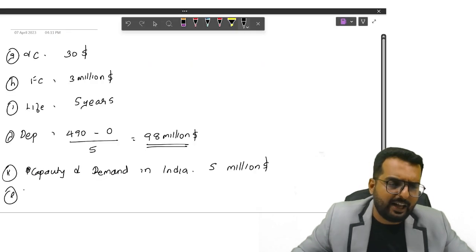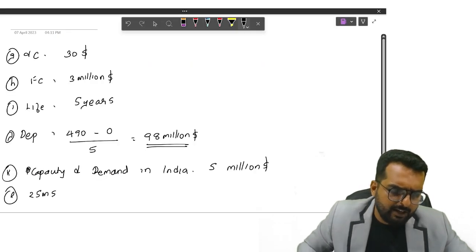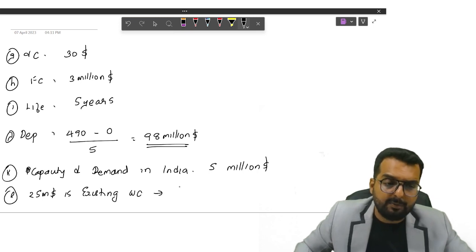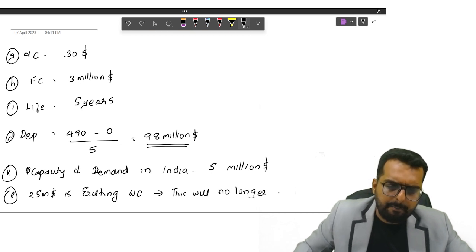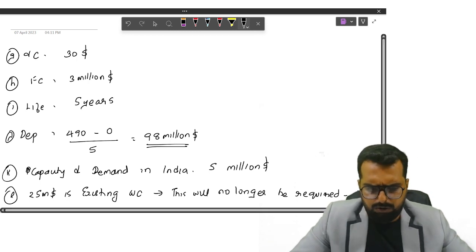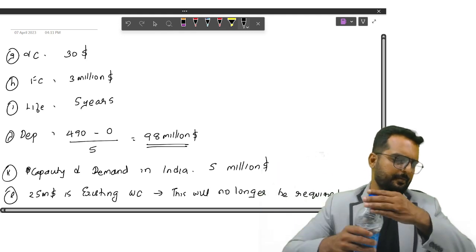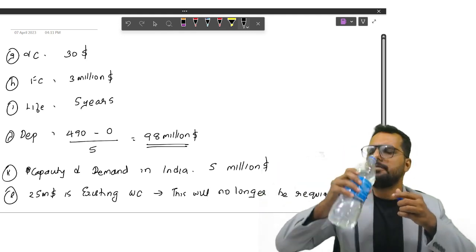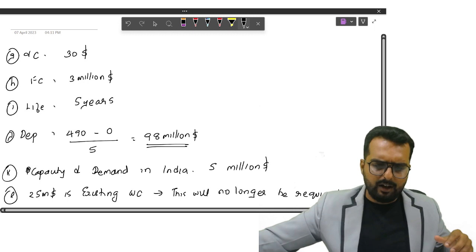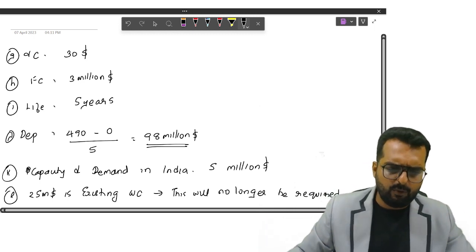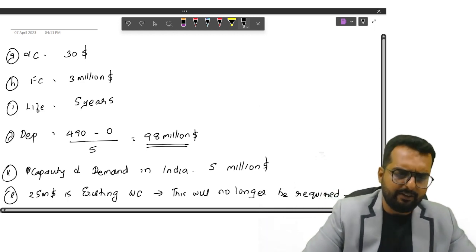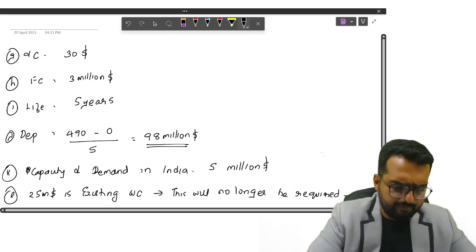Now, existing working capital for production and sale of 2 million units is 25 million. $25 million is the existing working capital. Now will this be required? This will no longer be required. So this will become my inflow. Are you all clear with this point, friends? Can I go to the next page now?